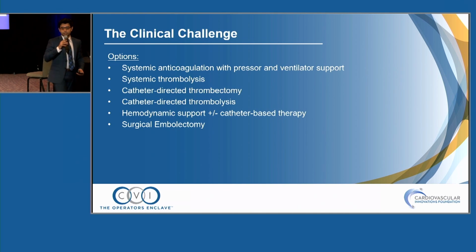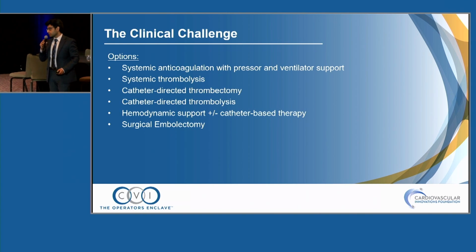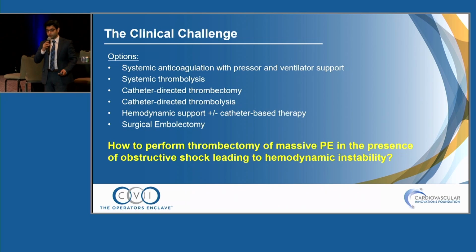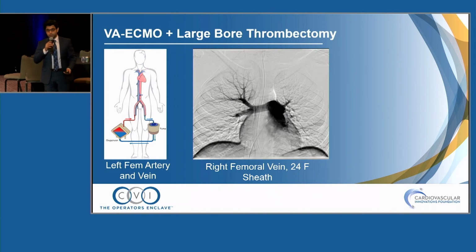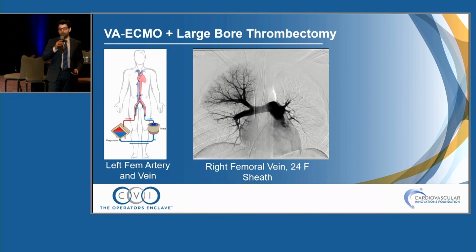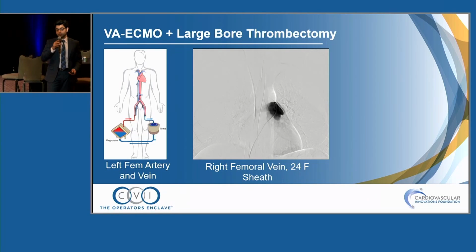Because she was somewhat stable on a moderate to high pressor dose, we chose not to proceed with systemic thrombolysis, and a catheter-directed option was selected. But there was concern that she had obstructive shock, she was on pressors, and how best to support her through this. So that leads us to our clinical challenge of how to perform thrombectomy of a massive PE in the presence of obstructive shock. So the PERT team discussion led to the consensus of doing an endovascular procedure with ECMO support.